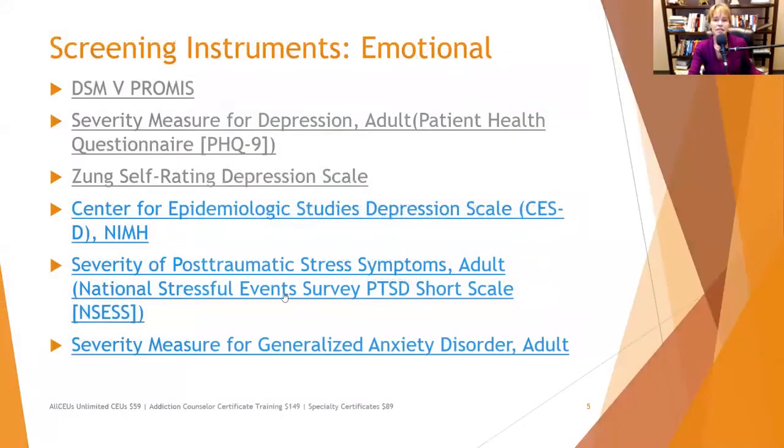The Center for Epidemiological Study Depression Scale was put out by the National Institute of Mental Health, and that's also available for free. These last 2 I included because symptoms of PTSD and generalized anxiety can overlap with symptoms of depression, but you can also have them concurrently.